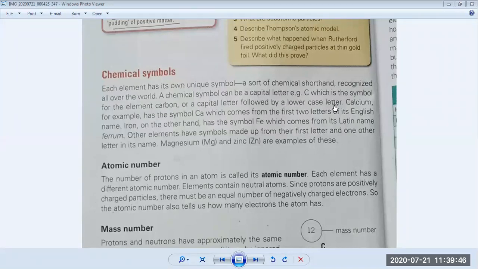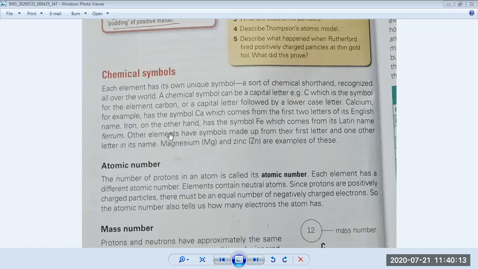Next one is given, calcium. The full name of the element is calcium and it is shown by capital C and small a. So it is written here. This is the chemical symbol of calcium. And the other example is given of iron. For its symbol, they have taken the symbol from its Latin name. Iron in the Latin language is called ferrum. So its symbol will be Fe.